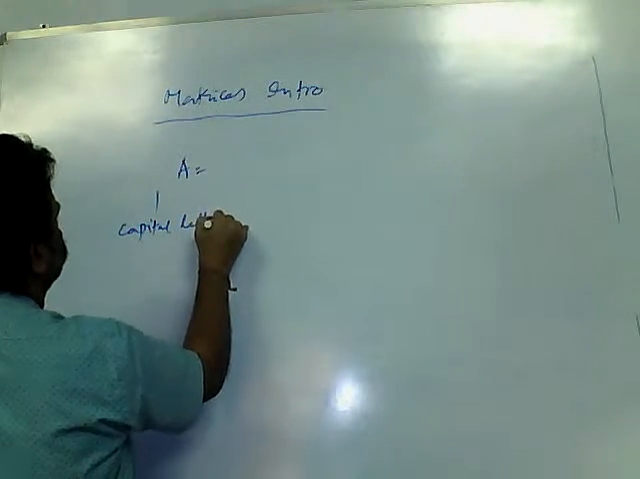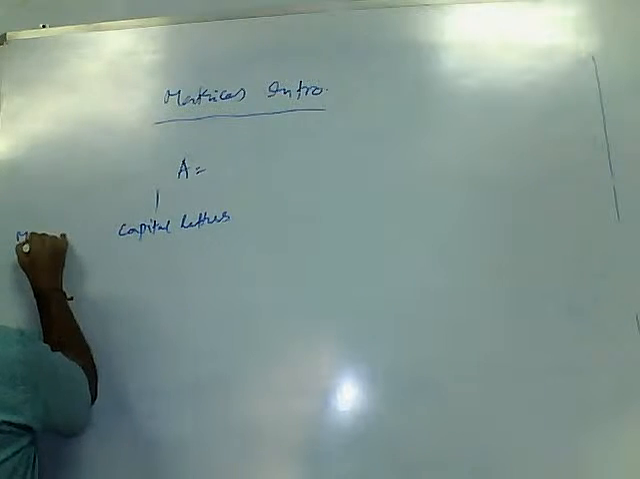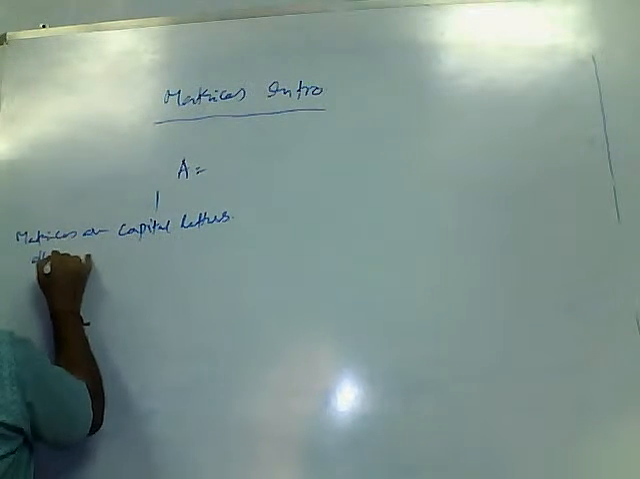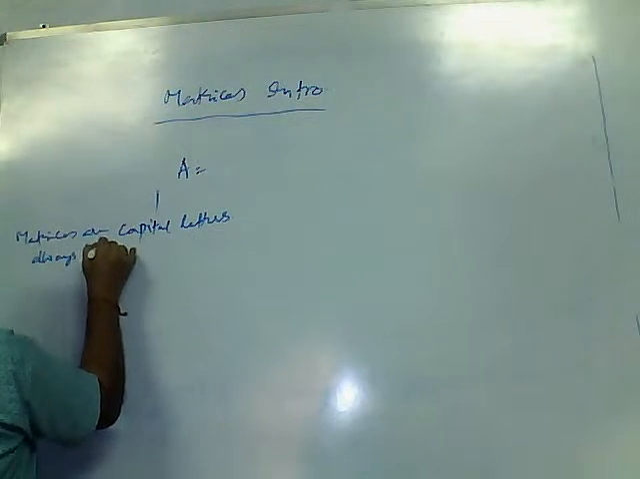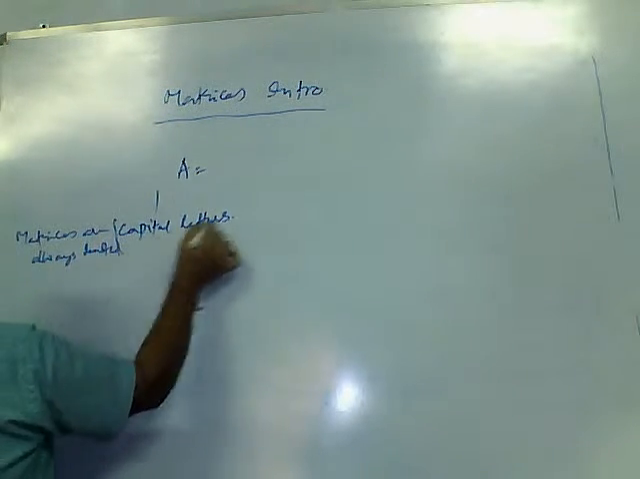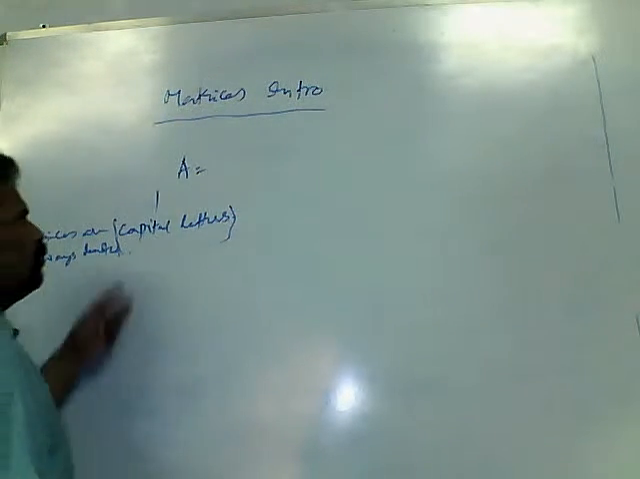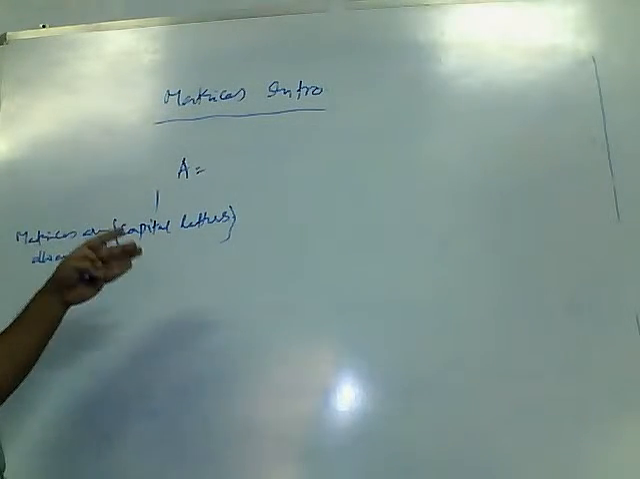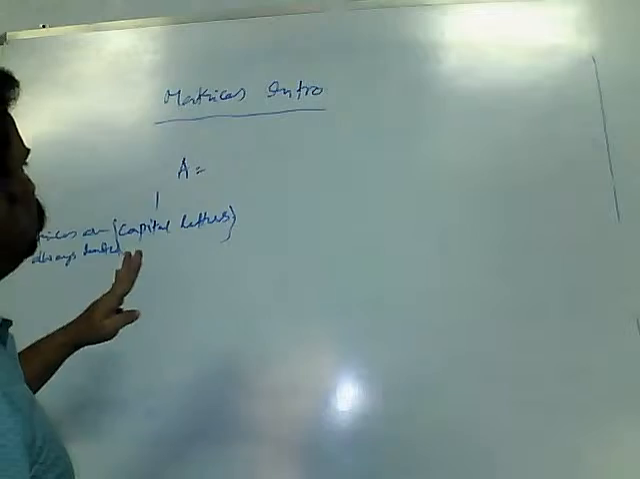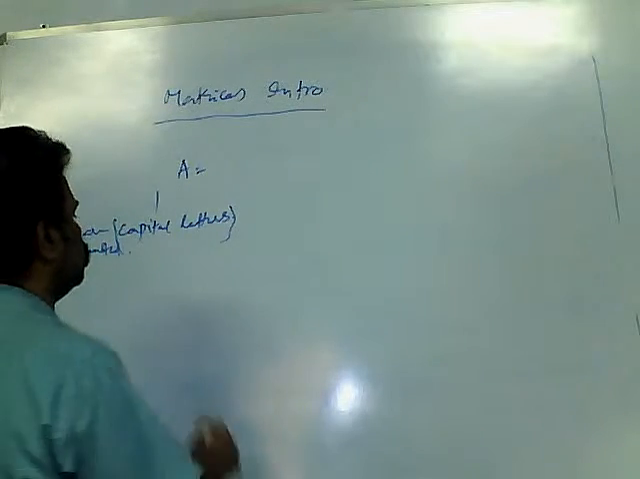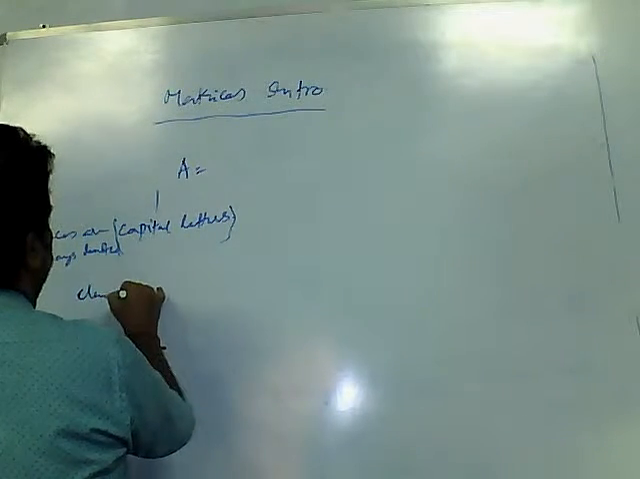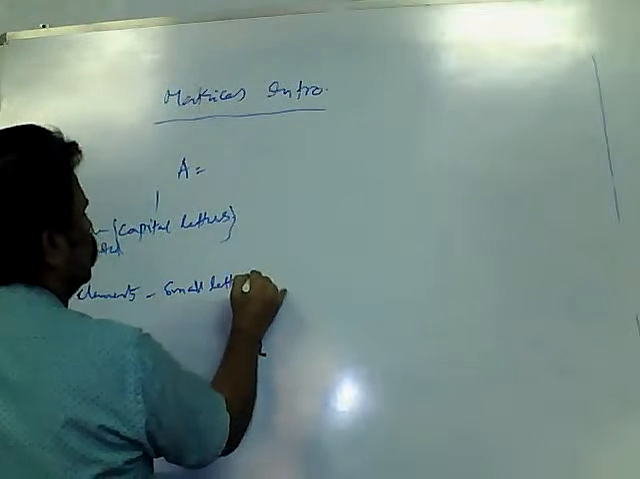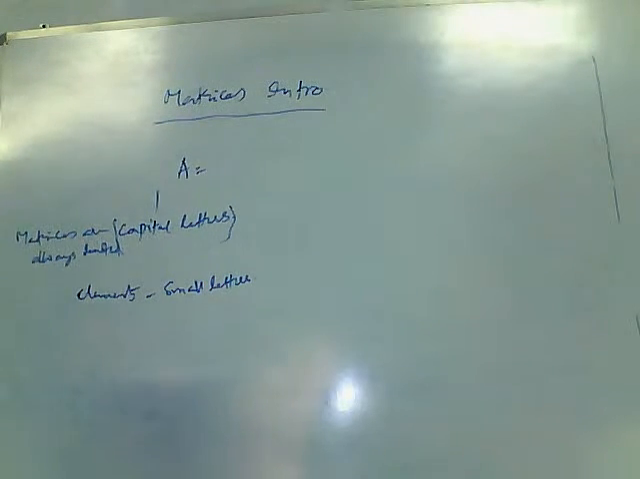Matrices are always denoted with capital letters. So I can take capital A, capital B, capital C, capital D, capital X, capital Y, capital O, capital P, capital Q, like that. Mostly capital letters. And the elements are always small letters. This is the standard way of indicating matrices, right?